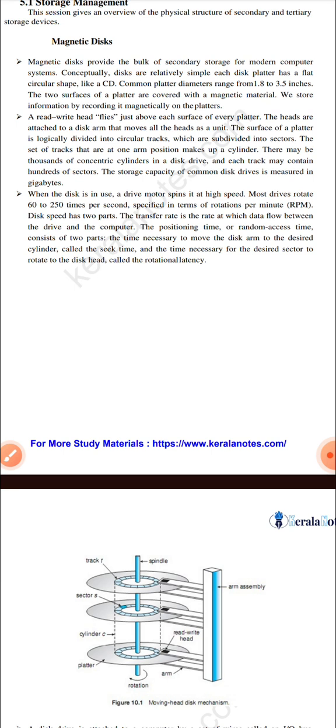The positioning time, or random access time, consists of two parts. The time necessary to move the disk arm to the desired cylinder is called the seek time.